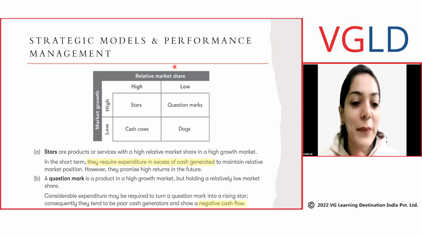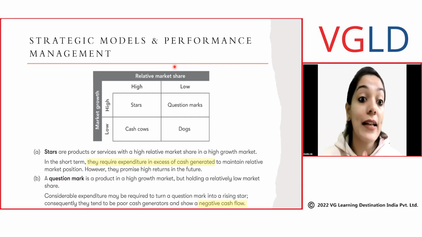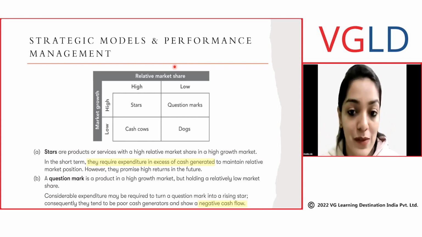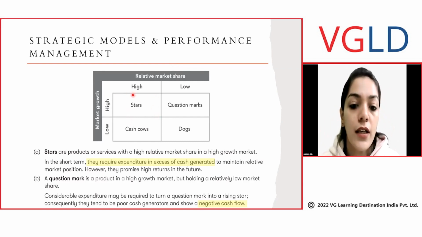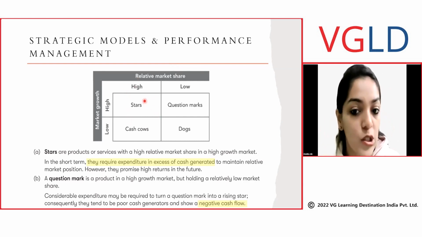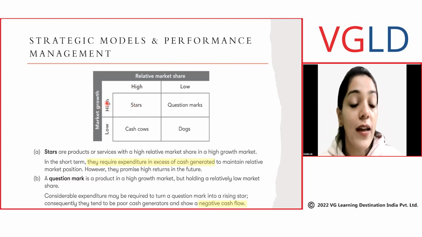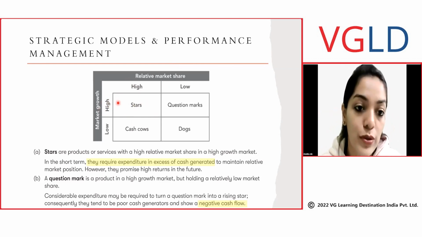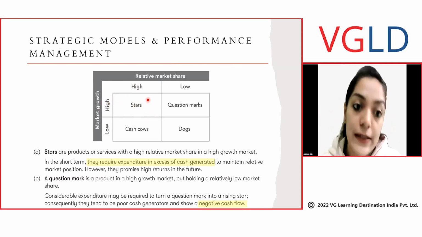Now people are becoming conscious that cigarette smoking is not good for health, and there are n number of government regulations around it, right? So tobacco is a highly regulated industry. It has a high market share, and FMCG is reaching that level of high market growth also. So that is why it is a star.